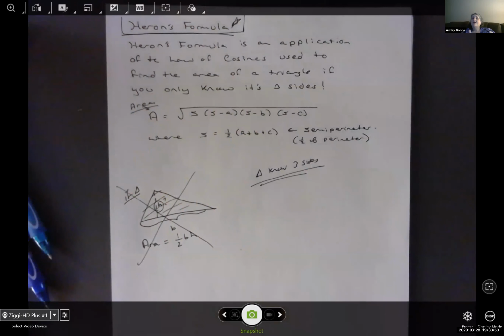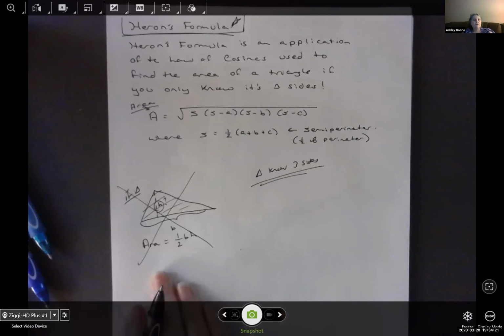Now, if you want to see Heron's formula derived, I will happily do that for you. Just let me know. I'll either do it and send you a video of me deriving it. It is lengthy. Or I can give you links, there are lots of YouTube videos out there where it's derived. It is based on 1/2 times base times height.